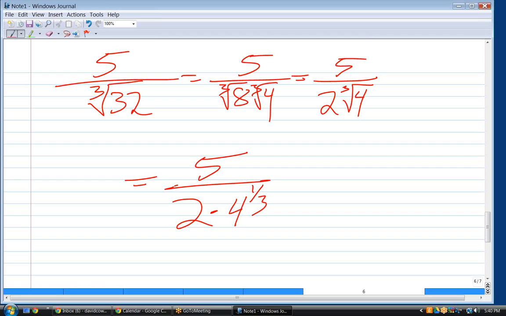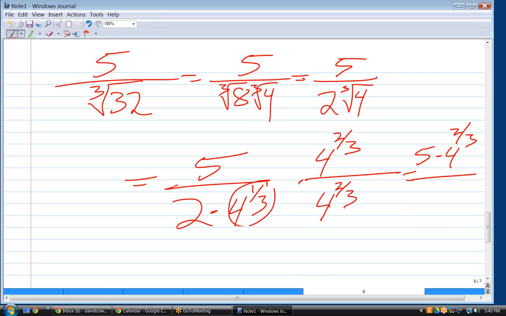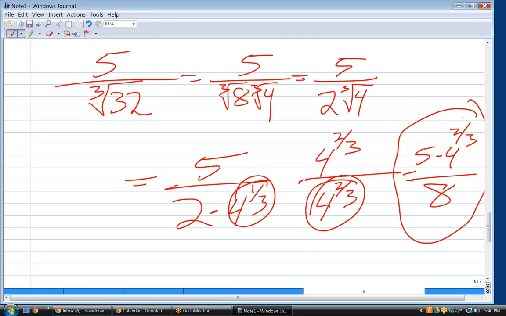About 4 to the 2/3. In other words, if I multiply this bottom by 4 to the 2/3, I'm going to get rid of the irrational part of it. Well, I have to multiply the top by the same thing. I can still only multiply a fraction by the number 1. There's my number 1. And now the top becomes 5 times 4 to the 2/3. And the bottom, well, this times this is just 4 times 2 is 8. So there's my actual answer.